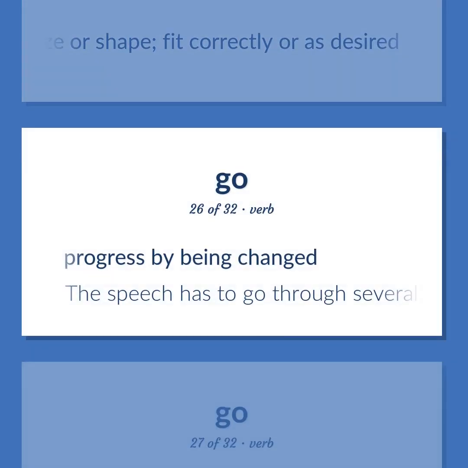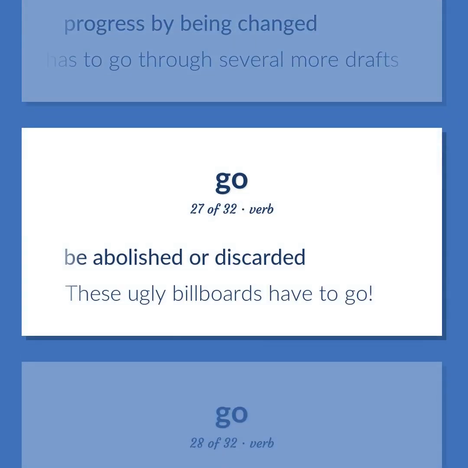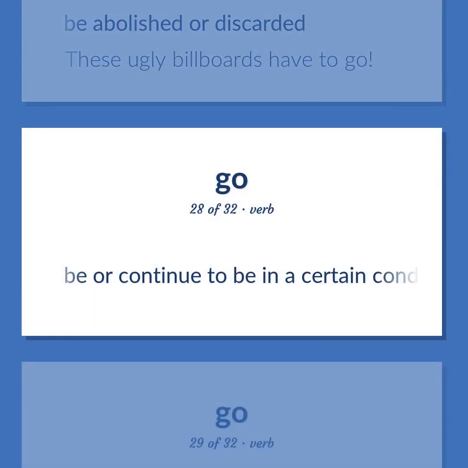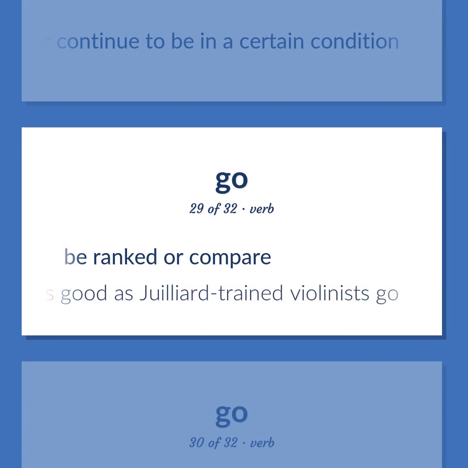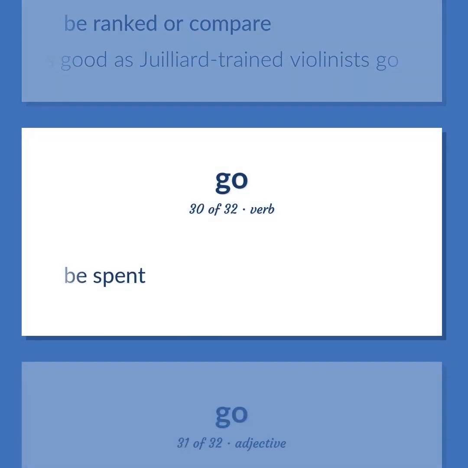Progress by being changed. The speech has to go through several more drafts. Be abolished or discarded. These ugly billboards have to go. Be or continue to be in a certain condition. Be ranked or compare. This violinist is as good as Juilliard-trained violinists go. Be spent.